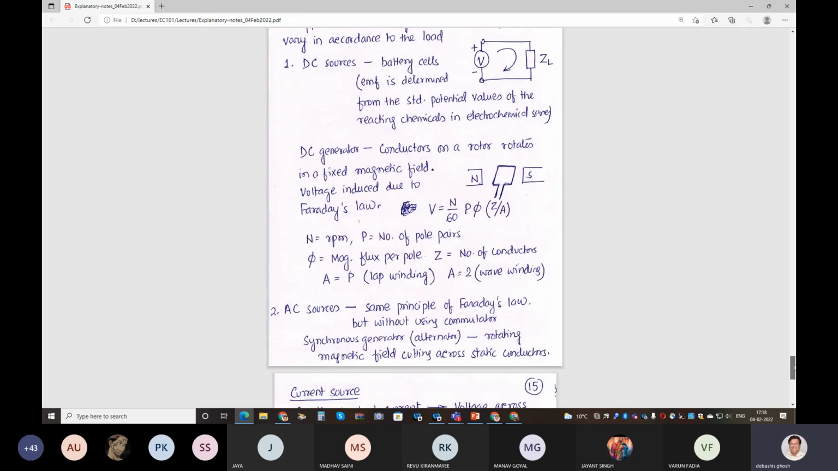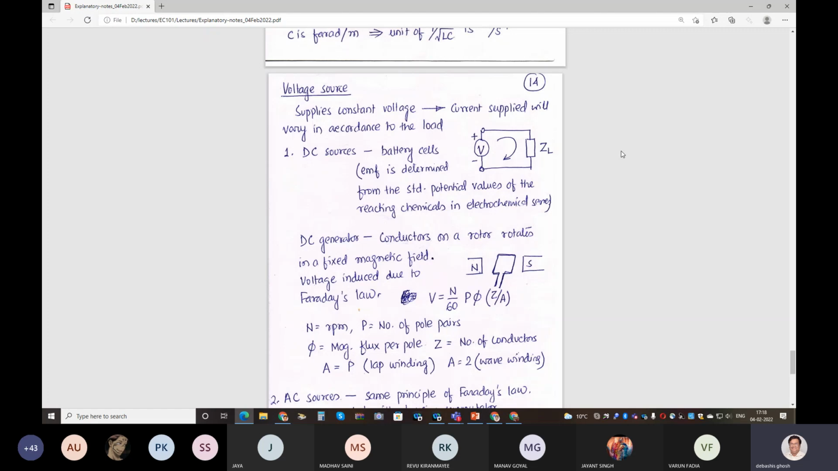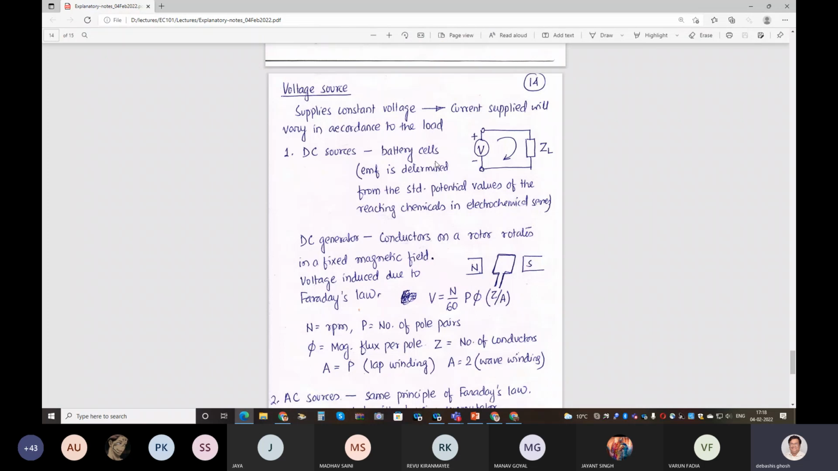So this is the voltage source. What do we mean by voltage source? A voltage source supplies constant voltage, so the current given by the source will vary in accordance with the load. According to Ohm's law, the current I flowing in this circuit will be equal to V by ZL. So if your ZL keeps changing depending on your load, your current will change. That is what you have at your home also, the voltage that comes in the plug point.